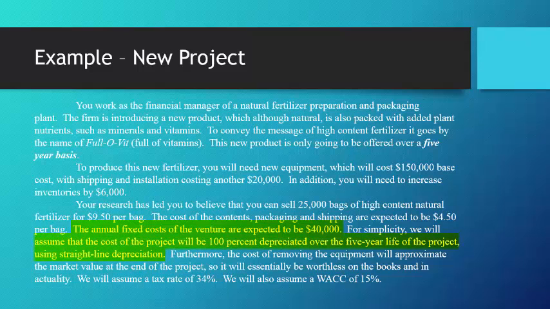For simplicity, we're going to assume, in this instance, a straight-line depreciation where 100% is depreciated over the life of the project of 5 years. And furthermore, the cost of removing the equipment will approximate the value of the equipment at the end of the project. In other words, we're going to salvage for a certain amount of money, and that's about exactly the same amount of money it will take just to get rid of the equipment. So it's going to be worthless on the books, and as far as cash flow basis, it's going to be worthless anyway. We're going to assume a tax rate of 34%.